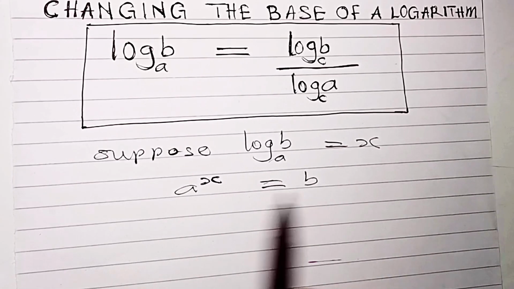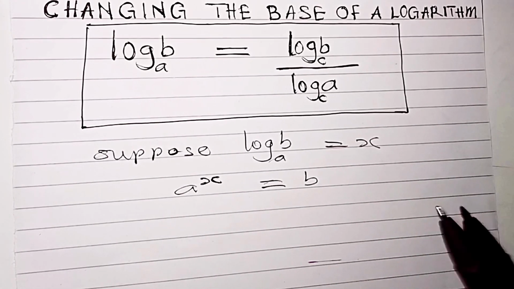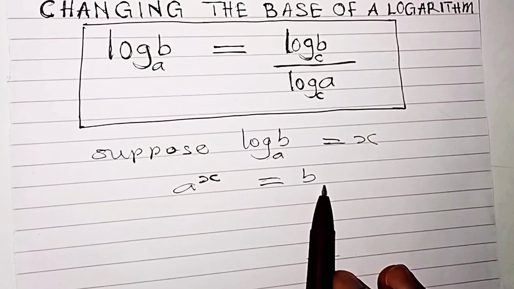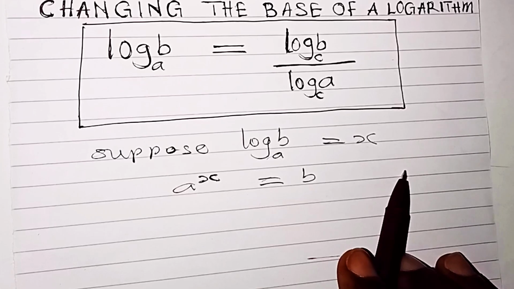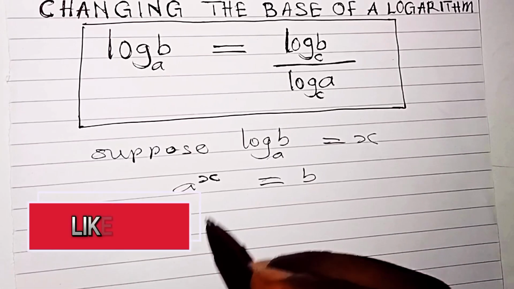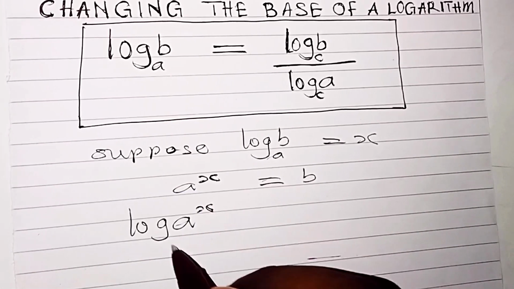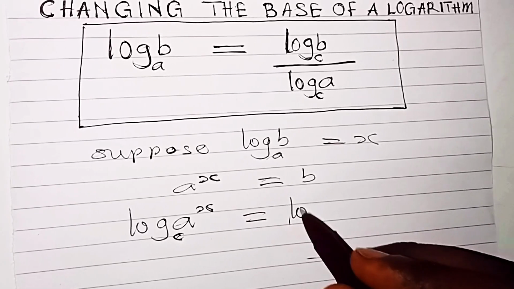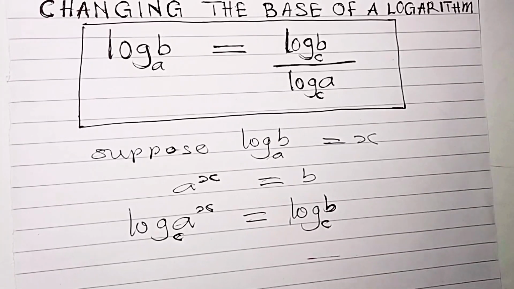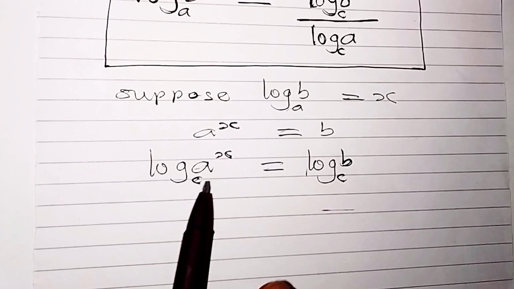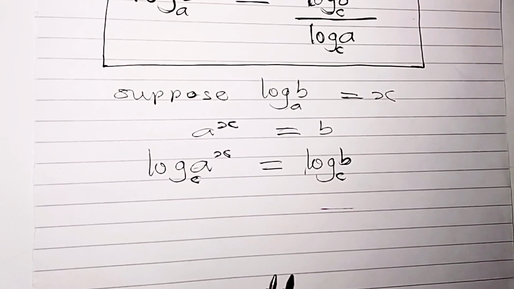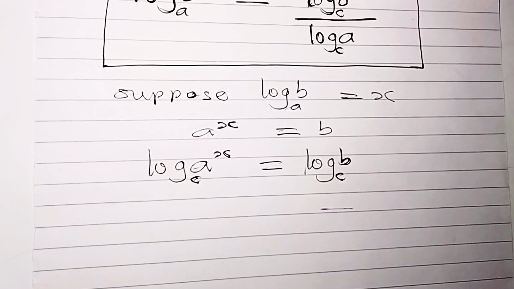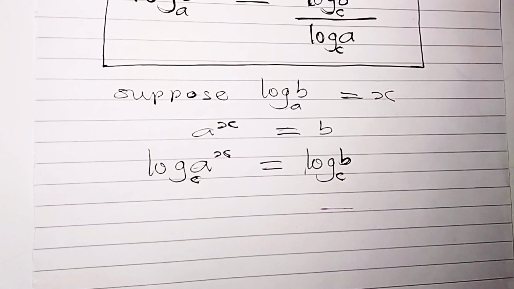So if we take logs to any base, let's say we take log to base c of both sides, we're going to have log a raised to power x base c equals log b base c. And then when we have this, you can actually apply one of the laws of logarithm. I've also done videos on the laws of logarithm, so I refer you to that video so that some fundamental understanding on how to apply the laws of logarithm can be acquired.